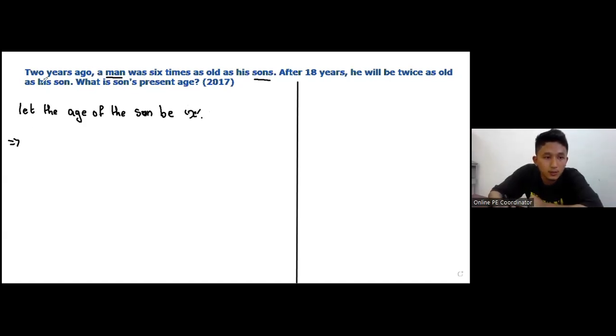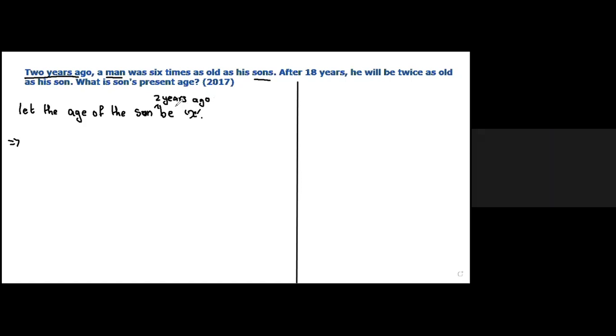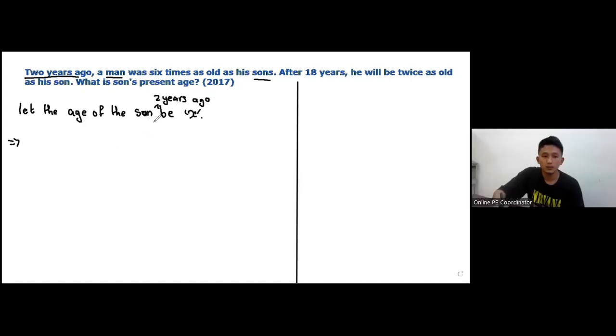And the first sentence says 2 years ago, a man was 6 times as old as his son. What does it mean now? 2 years ago, let the age of the son 2 years ago be x, the youngest as x, and the time to be the previous time. So let the age of the son 2 years ago be x. 2 years ago a man was 6 times as old as his son.